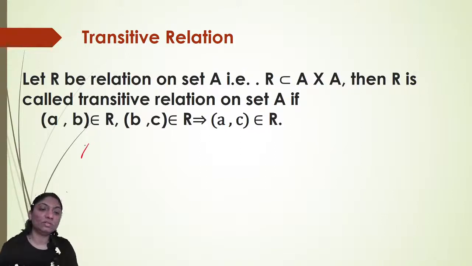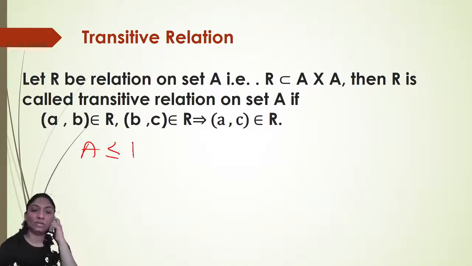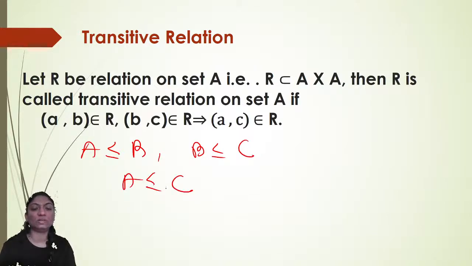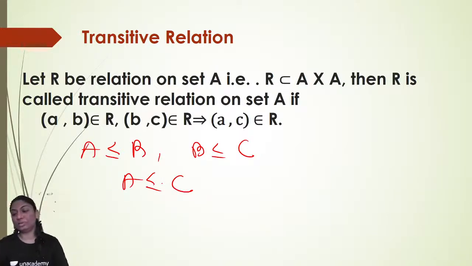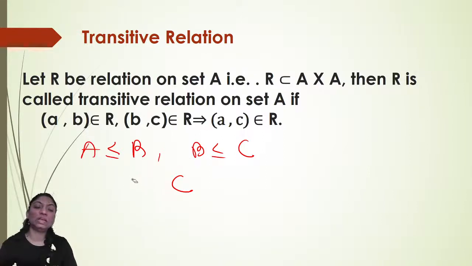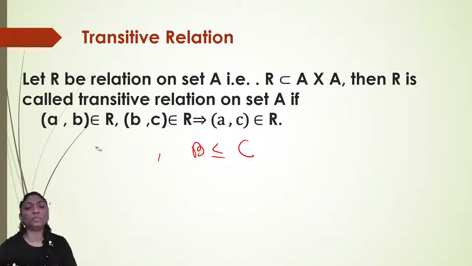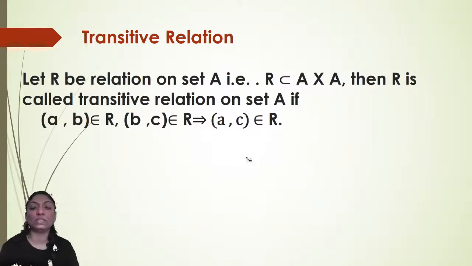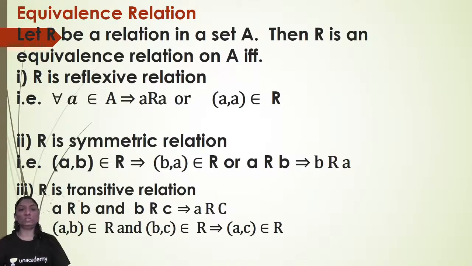Now we'll say here A less than or equal to B, B less than or equal to C, then A must be less than or equal to C. So less than or equal to is a transitive relation in this case. Similarly, subset is also transitive. We can prove that if A is a subset of B and B is a subset of C, then A must be a subset of C. Yes, transitive. Now, equivalence relation.